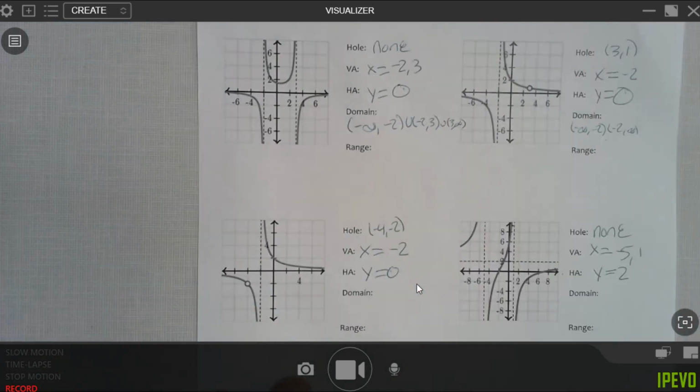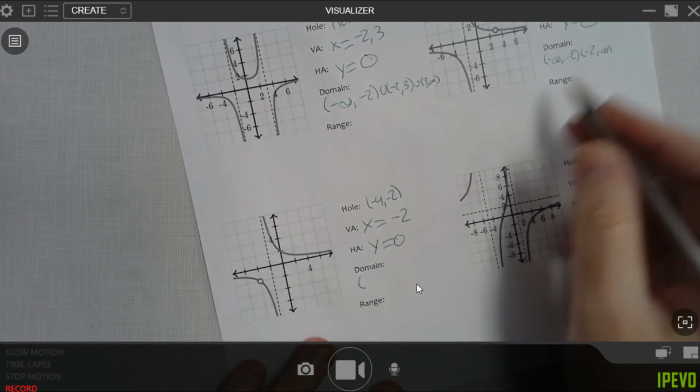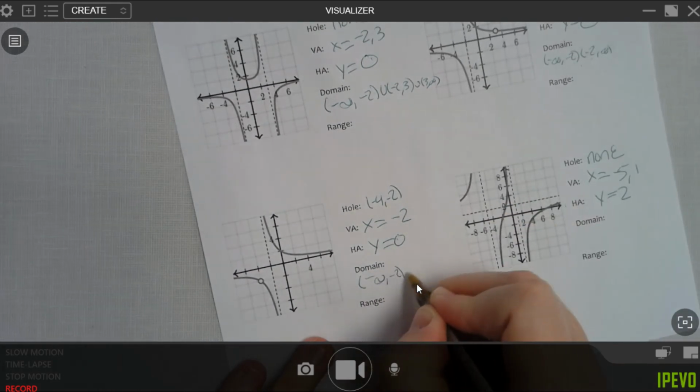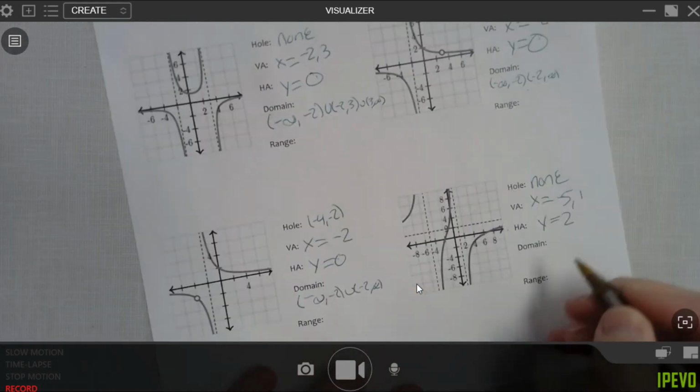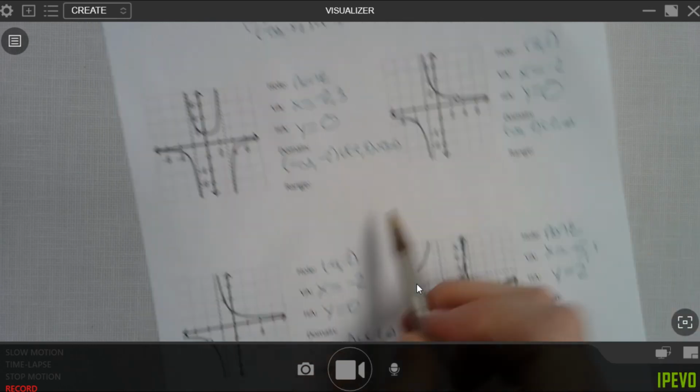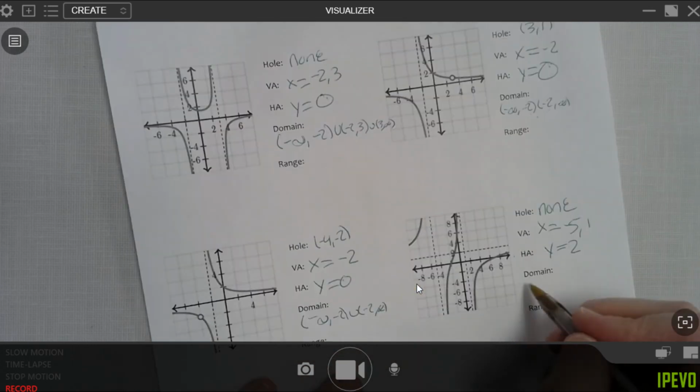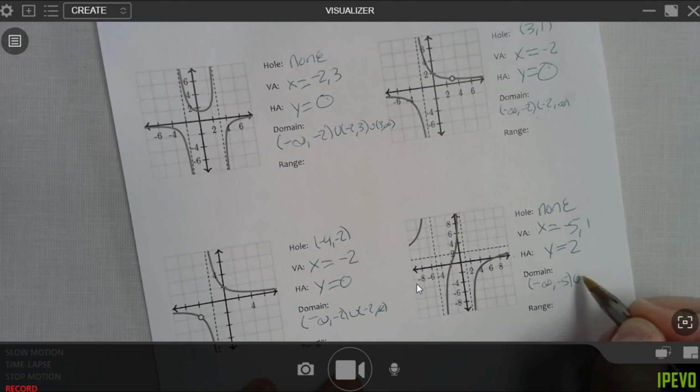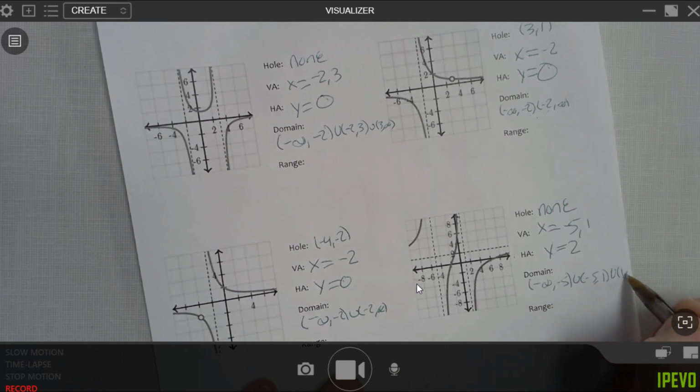So it always follows that form. So this is the same thing, negative infinity to -2, -2 to infinity. This one we have to exclude 2 again, so it's going to follow the patterns up here. So negative infinity to -5, -5 to 1, and then 1 to infinity.